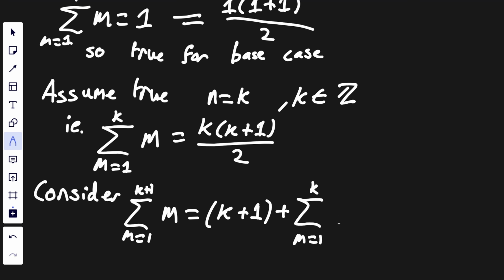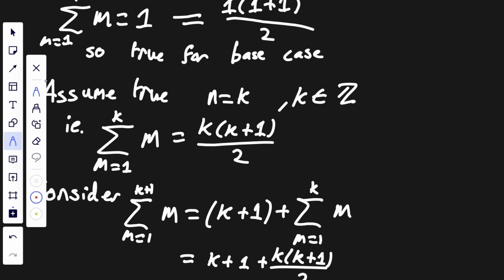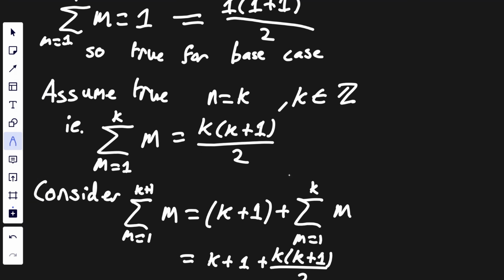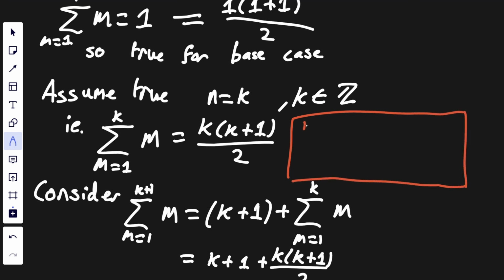Leaving us with the sum up to k, and well, in our hypothesis, we saw that this was k times (k plus 1) over 2. Now at this point, it becomes a bit of algebraic manipulation, but you're going to want to give yourself sort of a target. What are we aiming to produce? So we need a target.